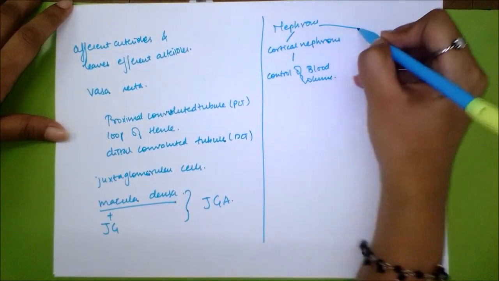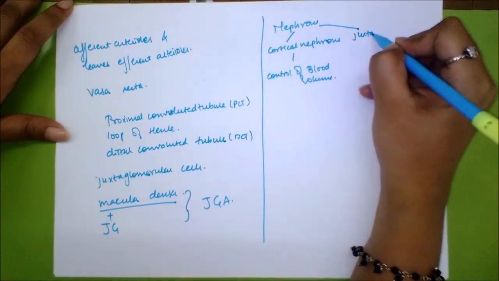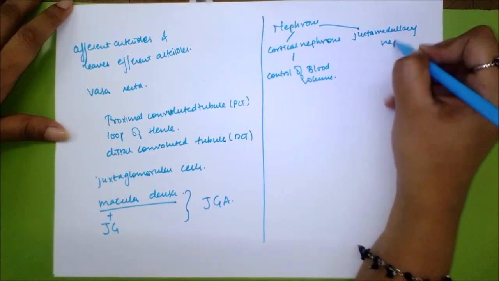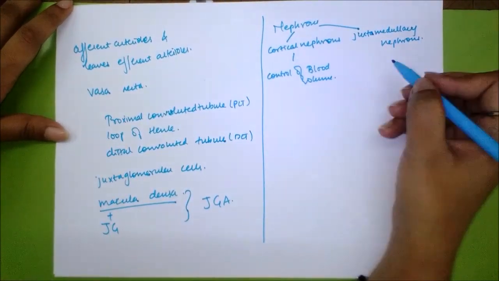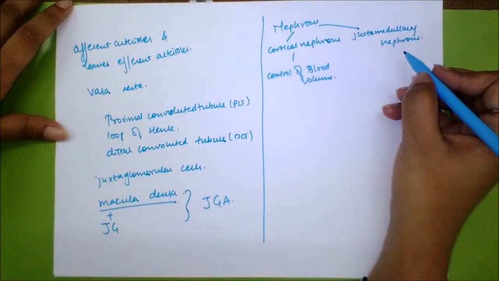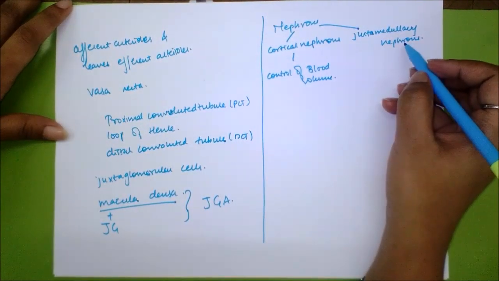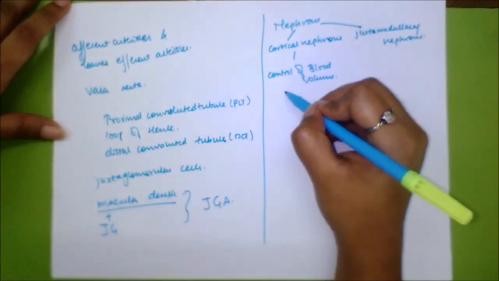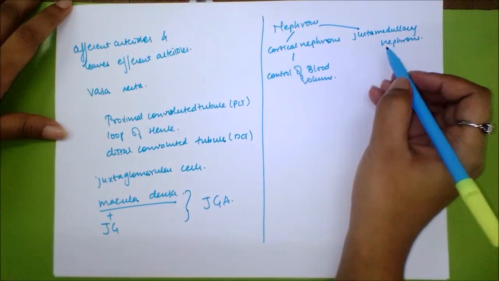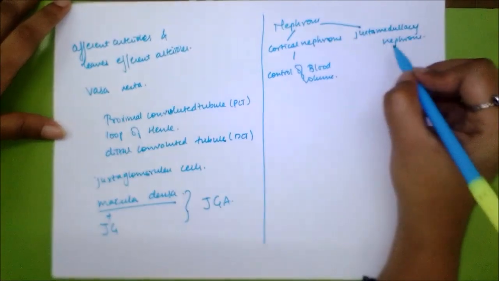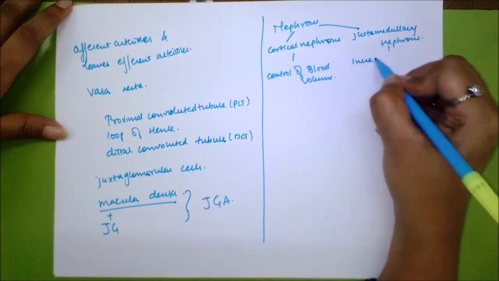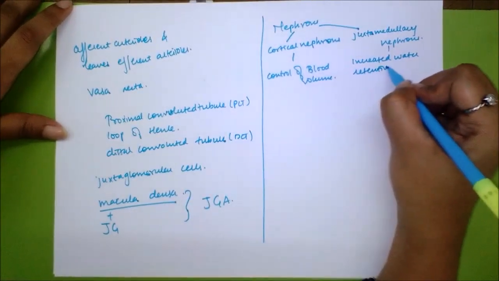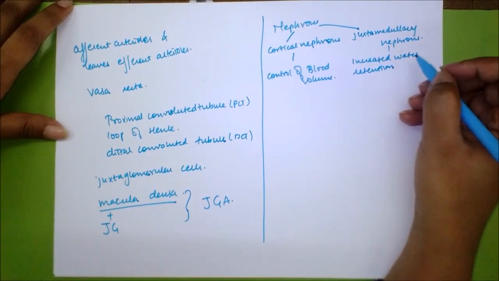Then secondly, it is juxtamedullary nephrons. 10 to 20% of total nephrons are present at the junction between cortex and medulla and have long loops of Henle. This has short loops of Henle and this has long loops of Henle. They deal with increased water retention when water is in short supply.